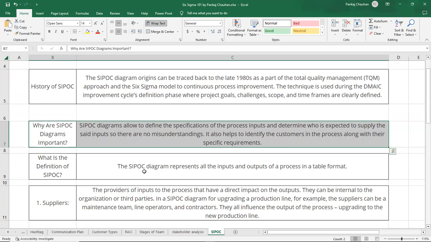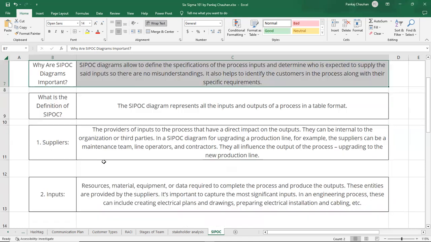So what is the definition of SIPOC in simple format? A SIPOC diagram represents the input and output of a process, where input is coming from the supplier and output is going to the customer, in a simple tabular format. So let's understand the definition of this acronym.